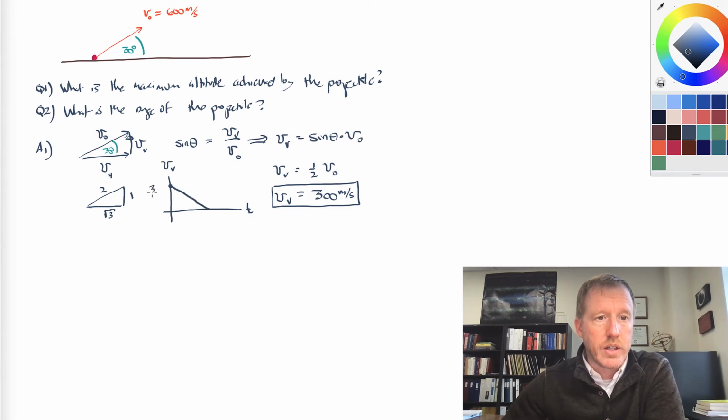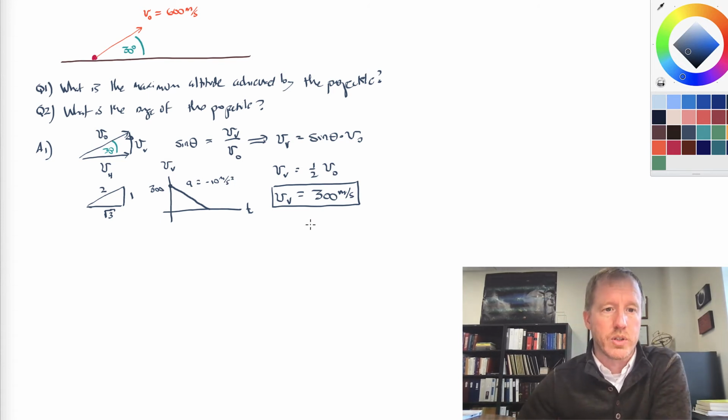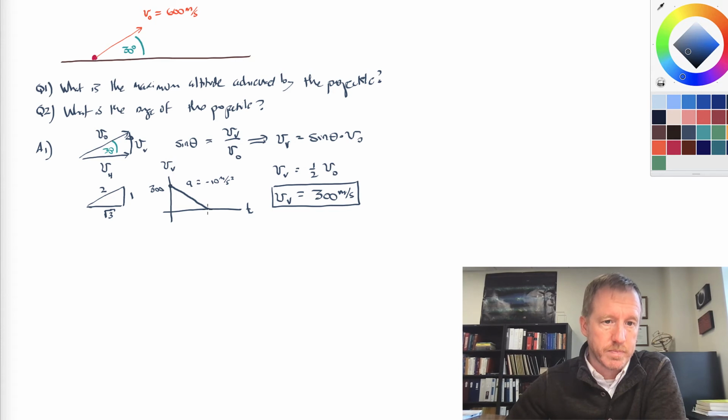If its initial vertical velocity is 300 meters per second, and the slope of this, which is the acceleration, is -10 meters per second squared, then it's losing 10 meters per second of speed every second. I know I'm rounding off to 10, but we typically do that in this class. And from that, we can figure out the time it takes to get to its peak. That is the time in which it will lose all of its speed.